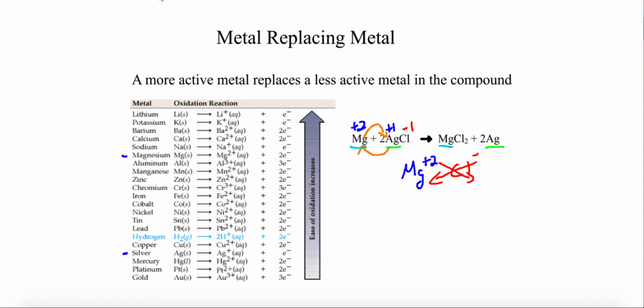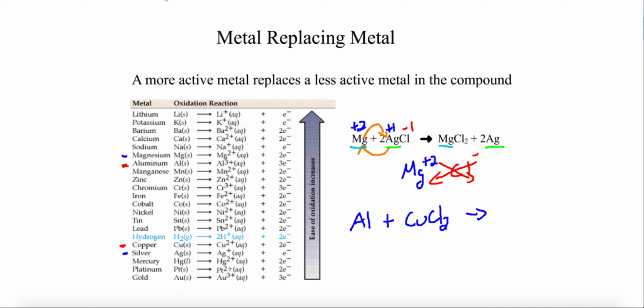If we examine another scenario like this, let's have aluminum react with copper 2 chloride. So first off, we want to check, does this reaction even work? Well, aluminum right up here, copper all the way down here. Yes, aluminum can replace the copper. So we know this reaction can work.